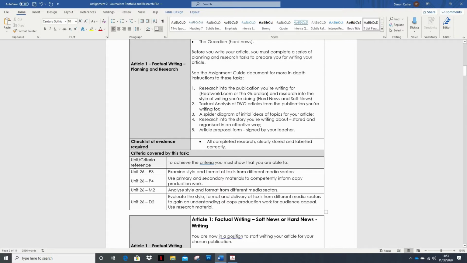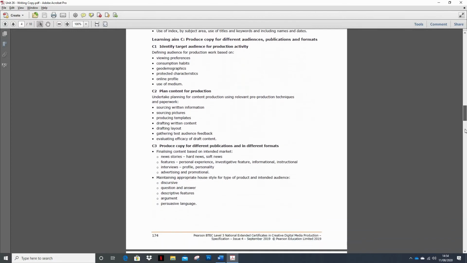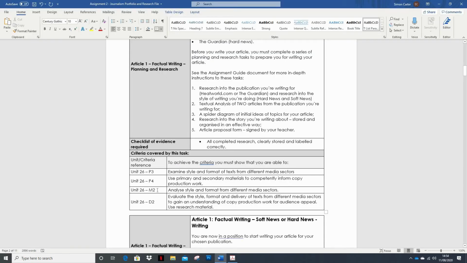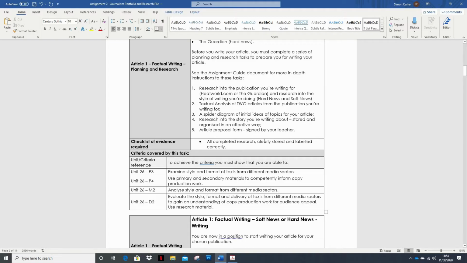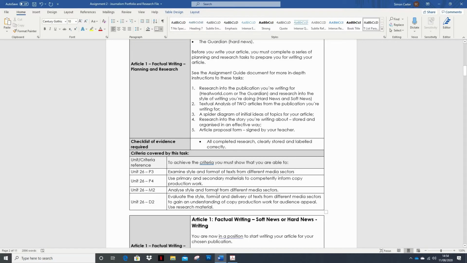So it says here you are working towards unit 26, P3, P4, M2 and D2. So if you go back onto the unit spec here, you can see that you are working towards these things here, the assessment criteria. This is what you need to do to get the grade. So again, it says here P3, P4, M2 and D2. So this particular task is working towards P3, which is this one here, P4, M2 and D2. Basically learning aim B.